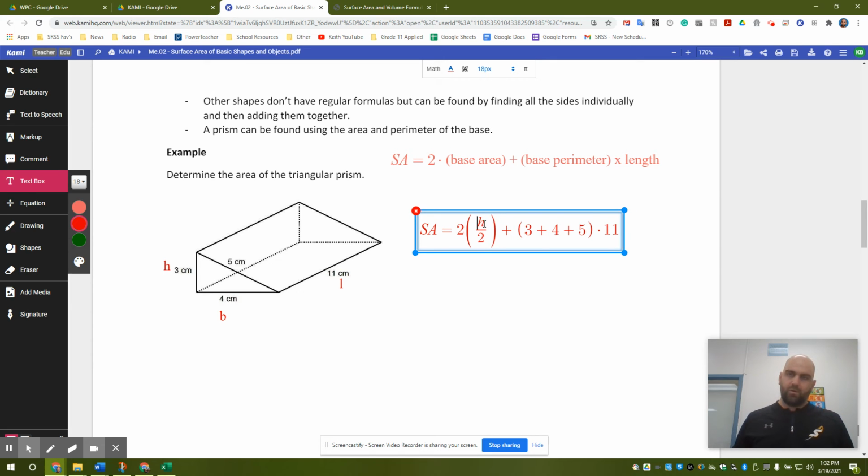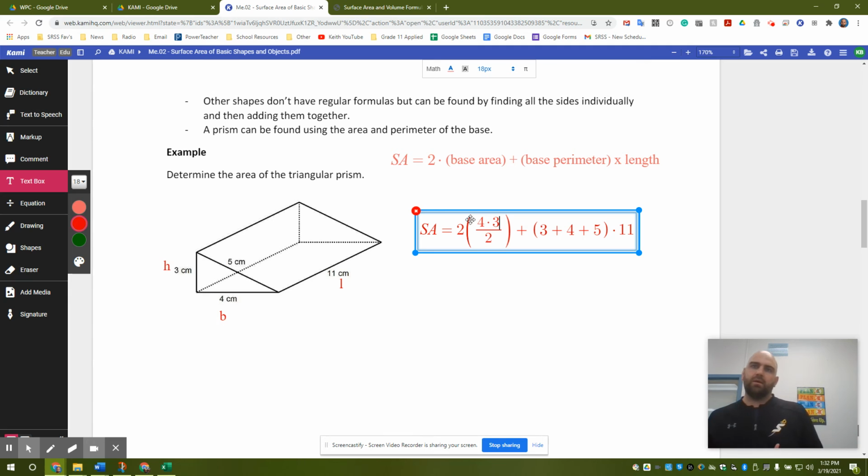This is 4 times 3. There we go. Okay, so base times height divided by 2. And then we do our perimeter, which is the distance around our triangle. And again, that triangle is the important part there. And then we multiply it by 11.